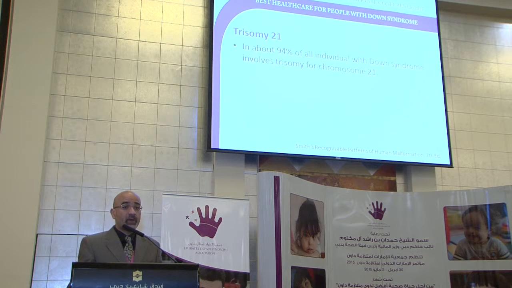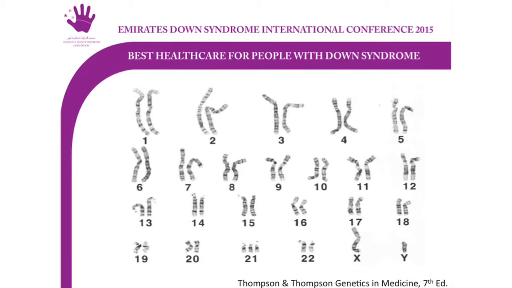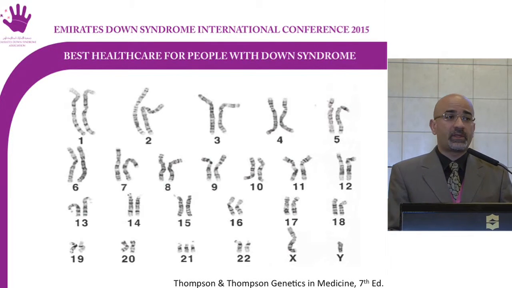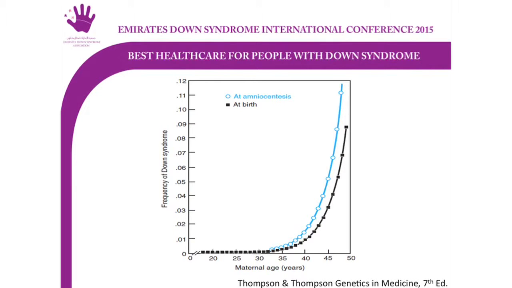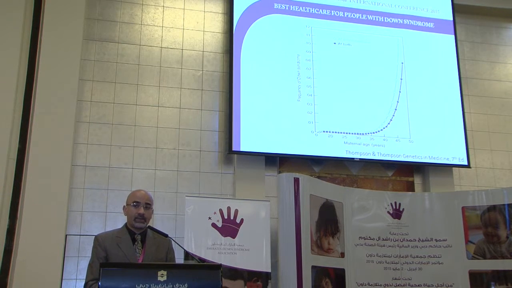So trisomy 21 is the most common, seen in about 94 or 95% of the cases. If you do a karyotype, all you see is 3 copies of chromosome 21. The overall incidence of Down syndrome is between 1 in 600 to 800. But by age, the incidence starts to increase dramatically between the ages of 30 and 35, and it may reach up to 4% around the age of 45. So the incidence of trisomy 21 increases with increased maternal age.